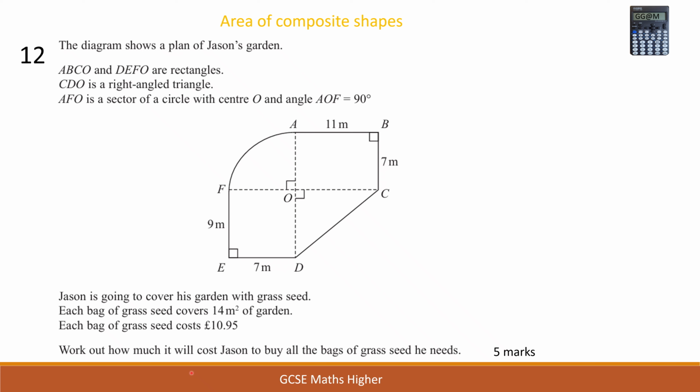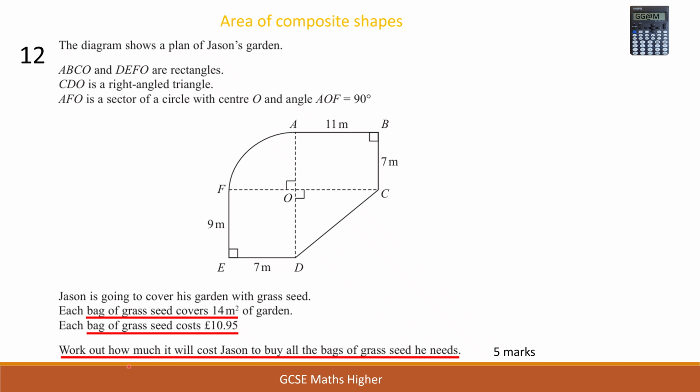Fantastic. So hopefully you've managed to have a go at doing this question. So keywords in the question are we've got a bag of grass seed covers 14 meters squared of the garden. So you can see the garden is here. All the information up the top is basically what you can see in the diagram, and those 90 degrees have been put on with the right angles in here. And he's basically grassing his garden. So we're told the bag of grass seed covers 14 meters squared, and each bag of grass seed costs £10.95.